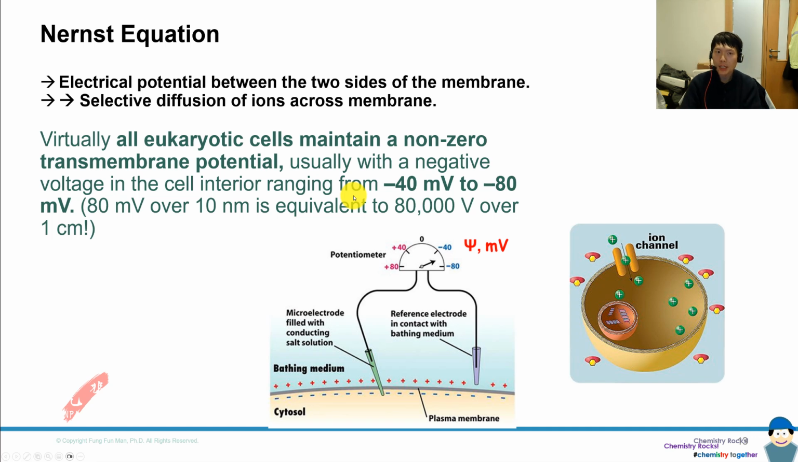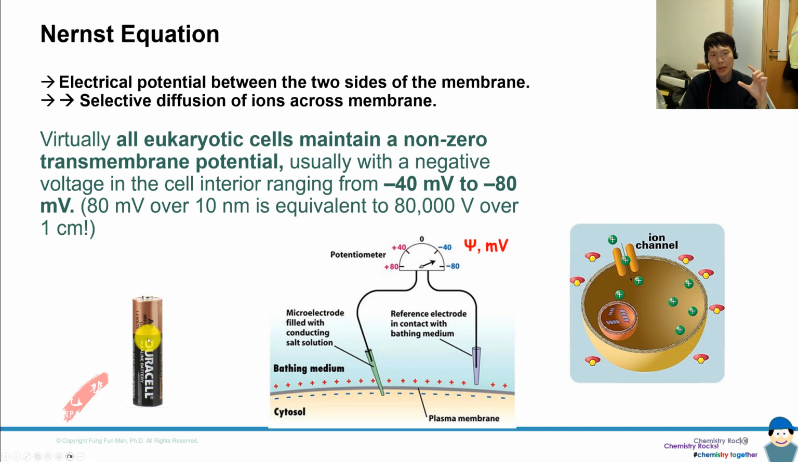And virtually all eukaryotic cells maintain a non-zero transmembrane potential. There will be some charge. Normally, it's a negative voltage in the cell, from negative 40 millivolts to negative 80 millivolts. And because the cell membrane is so thin, about 10 nanometers, the ratio is about 80,000 volts over 1 cm.